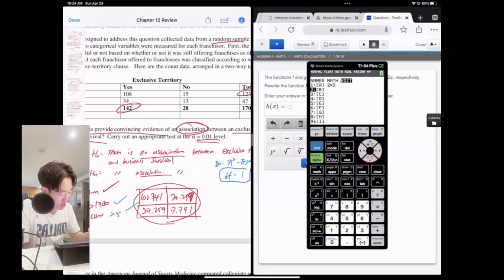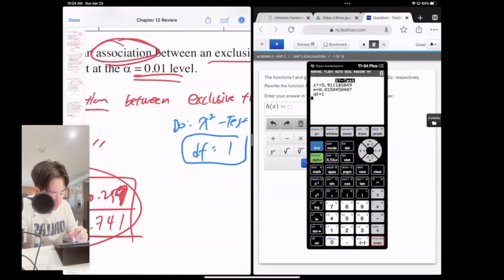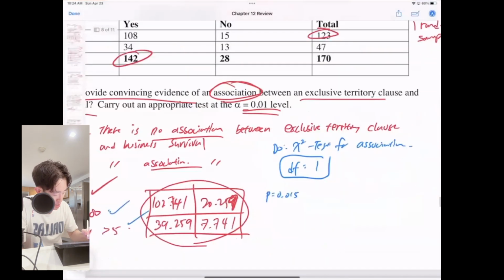Matrix B again, and then we have 2 by 2: 102.741, 20.259, 39.259, 7.741. Then stat test, chi-square test, and there we go. The P-value is 0.015. Degrees of freedom is obviously 1. That is still greater than 0.01, so we fail to reject the null.